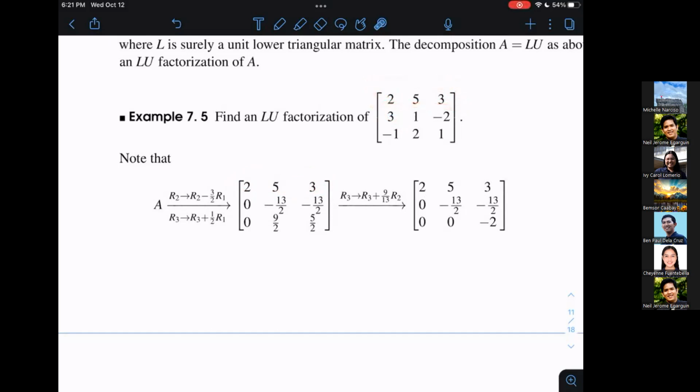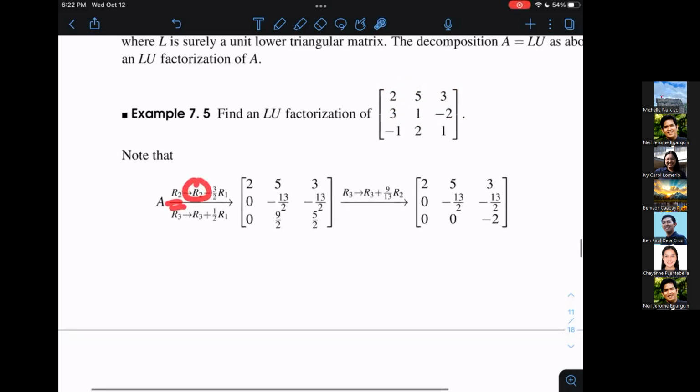Para -3 halves times 2, -3 plus 3. Oops, yes, mag-0 na ito. But you need also to do that for all of the entries in the remaining row, in the remaining columns. So pag ginawa mo yun, you replace the second row by the second row minus 3 halves of R1, you'll get this one. Okay, which is going there. Palapit na siya sa upper triangular form kasi dito 0 na yung kanyang entry.